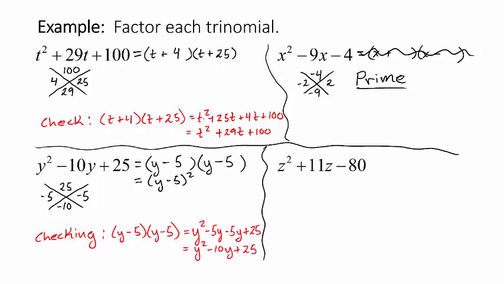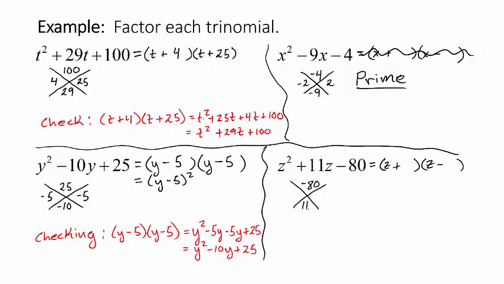That's totally okay too. So moving on to this last example, z squared plus 11z minus 80. Our variable is z. z times z is z squared. And what are our signs on this? We're looking for two numbers that give us negative 80, right? So one of them has to be positive and one of them has to be negative, and they have to sum to 11.